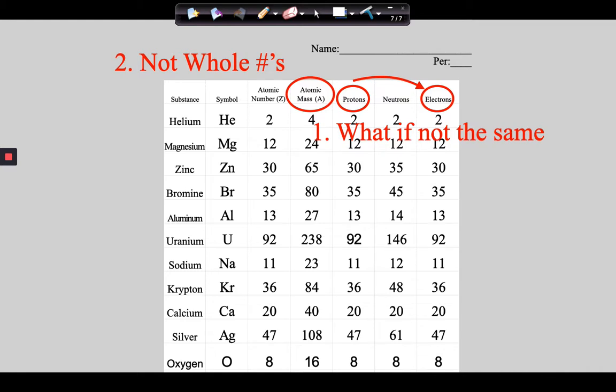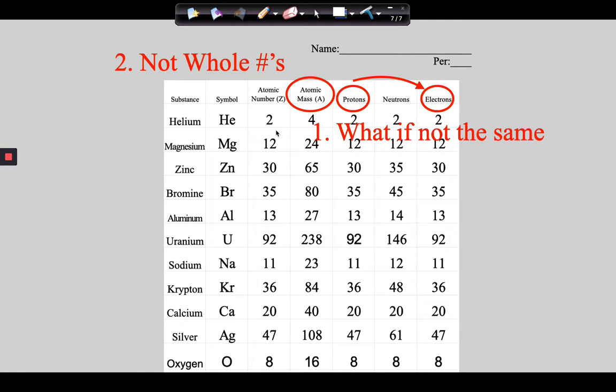So guys, that is our laundry list of stuff for today. First of all, what happens if protons are not equal to electrons? And then second of all, why are the atomic masses not whole numbers? And once we understand both of those ideas, we'll be all done for the day, and you can start working on your homework. So guys, question number 1 first.